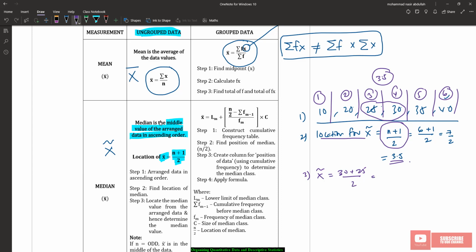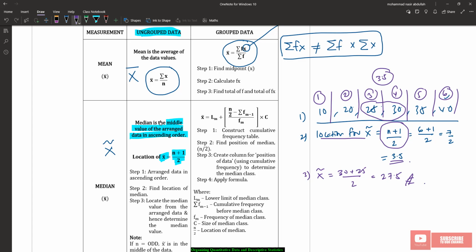So you will get how much? Can you hear me? Or is it far? Sorry, I'll put my microphone lower. Right? So 25 plus 30 divided by 2. You will get 27.5. So this is the value of median for ungrouped data.